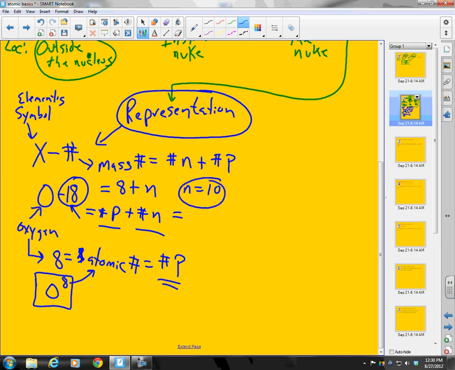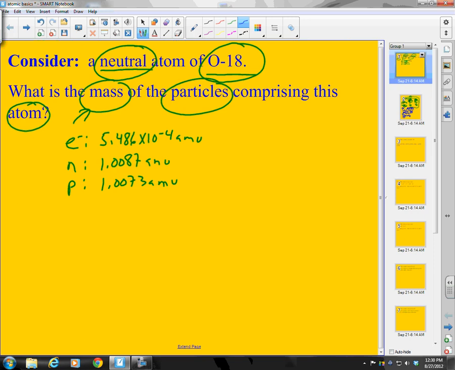Great. So let's go back to our question here. Now I know that I have, based on this, 8 protons. And I said 18 is equal to my 8 protons plus n, and so n we said is equal to 10. So now I know that I have 10 neutrons, 8 protons. But how do I figure out the number of electrons?